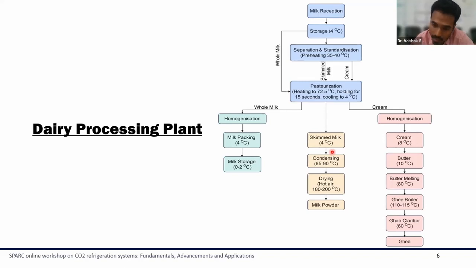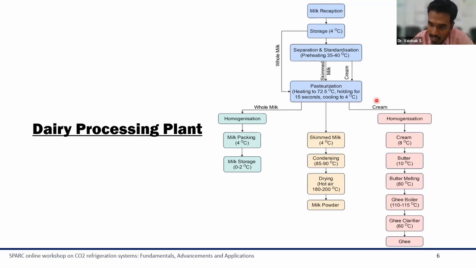This condensed milk is then dried using hot air at a temperature of 180 to 200 degrees centigrade. After this drying process, we obtain the milk powder, and this happens in a spray drying system, which is used for converting this skimmed milk into milk powder.